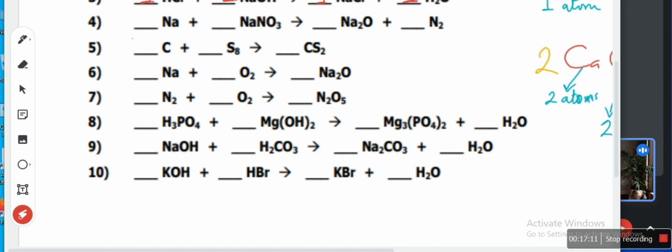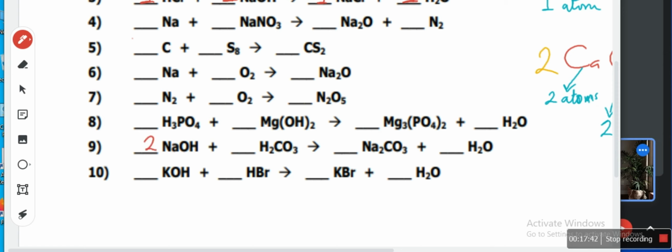Now, also check how many atoms of it you have in the product side. If they are equal, then it is balanced for that element. Let's look at sodium. How many atoms of sodium do we have for question number 9 here? 1. How many atoms of sodium do we have here on the product side? 2. So sodium is not balanced. That means we need to add a number here.